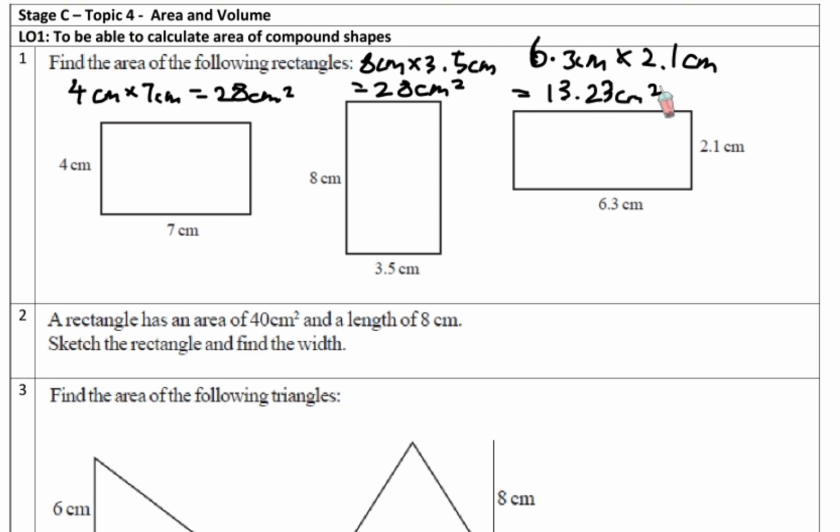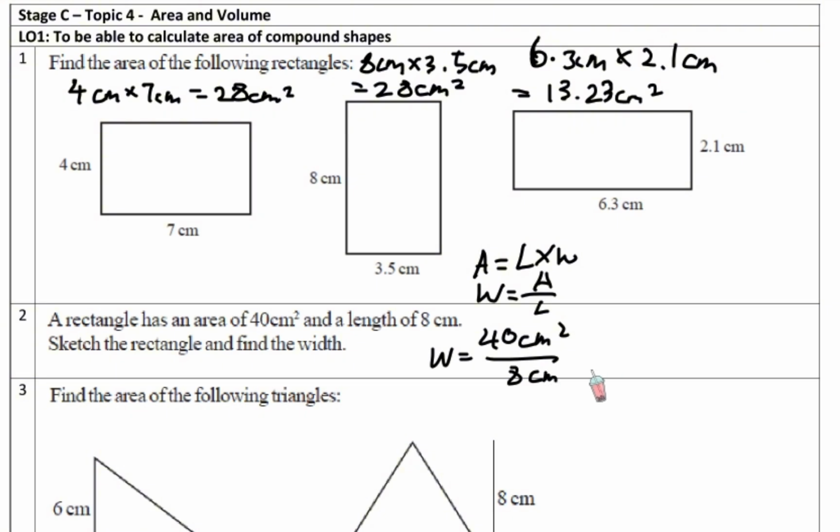cm squared. Question 2. A rectangle has an area of 40 cm square and a length of 8 cm. Sketch the rectangle and find the width. Now, to find an area, we will take length times width. So to find the width, we take the area over the length. So the width would be 40 cm square over 8 cm, which is 5 cm. And that will be our final answer.